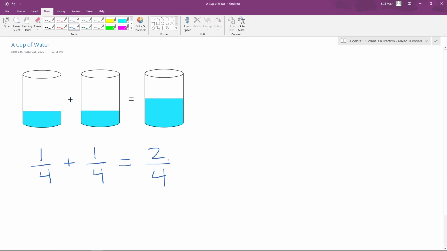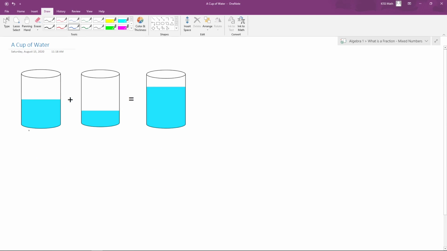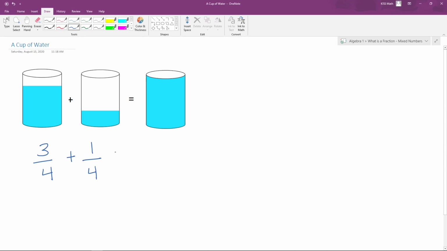And let's see what happens if we keep adding a 1/4 cup to this thing. So here's our 2/4 cup of water, and we add another 1/4 cup of water and get 3/4 cup of water. So now we're up to 3/4 cup of water, so 3/4 plus another 1/4 gets us 4/4. Now 4/4 of a cup of water is the same as 1 whole cup, right?